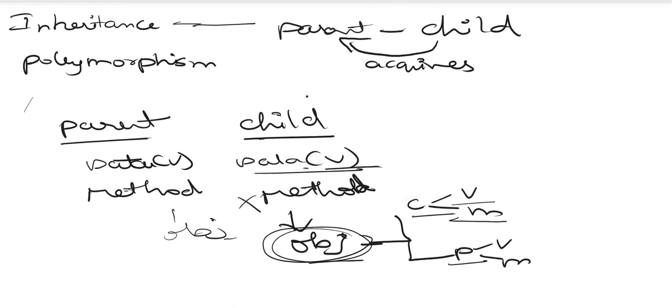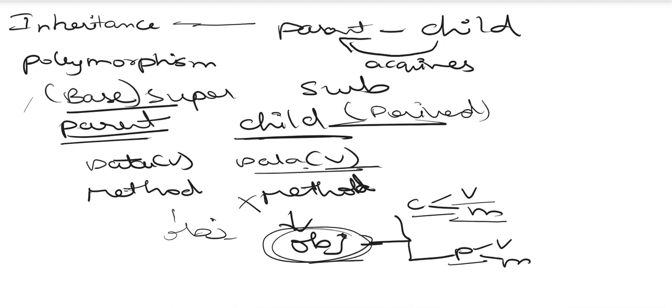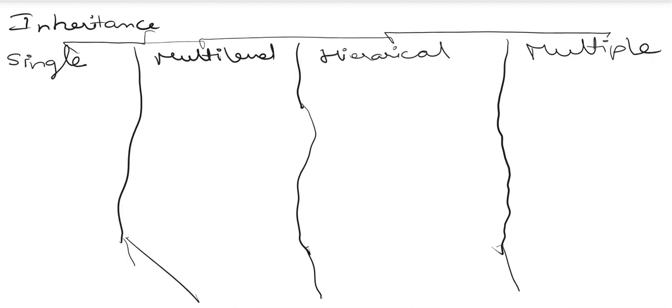The child class is also known as the derived class. The parent class is also known as the base class, or super class and subclass. So just remember: base class, derived class, parent class, child class. Next, we have different types of inheritance. There are four types.